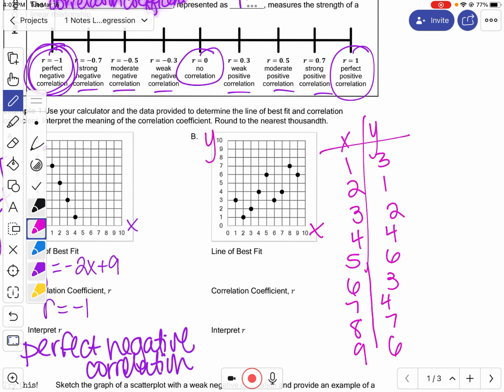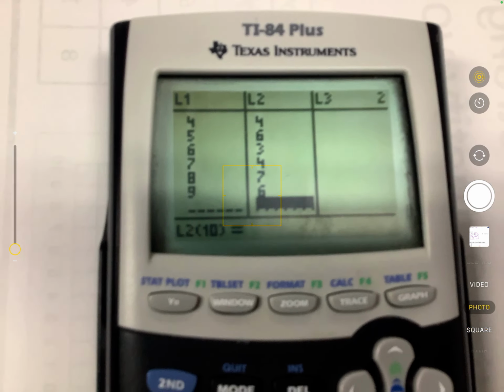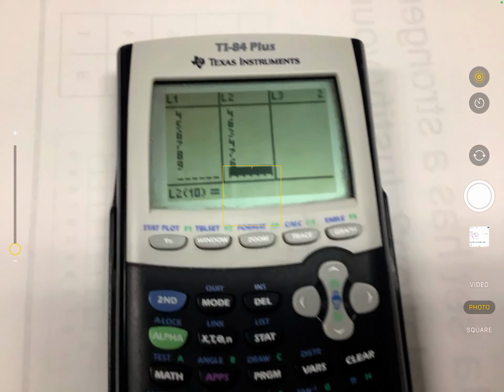So my X's are 1, 2, 3, 4, 5, 6, 7, 8, and 9. And then my Y's are 3, 1, 2, 4, 6, 3, 4, 7, and 6. Make sure they line up. So this is what you should be seeing in your calculator when you type them in.